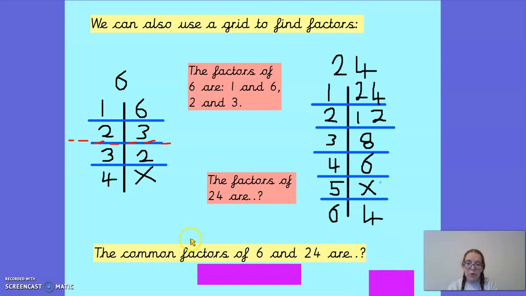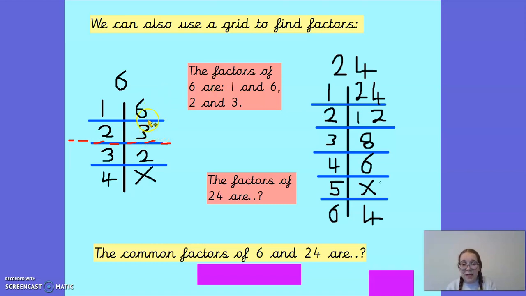Now this question at the bottom says the common factors of 6 and 24 are. Now to find that out, I've got my factors of 6 and I've got my factors of 24. So I can look at that and go, right, well 1 is on both of them, obviously. I know that 2 is on both of them, which I could have guessed because they're both even numbers.